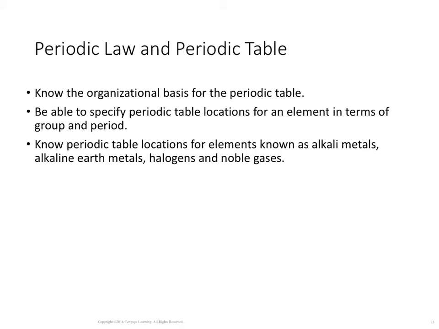In this video, we're going to talk about the periodic law and periodic table. So we wanted to know how the periodic table is organized, be able to talk about locations with respect to groups and periods, and then know the locations for different groups such as alkali metals, alkaline earth metals, halogens, and noble gases. So we're just going to jump right in and look at a periodic table and talk about each of these pieces.